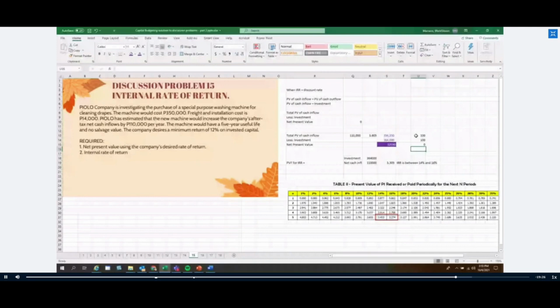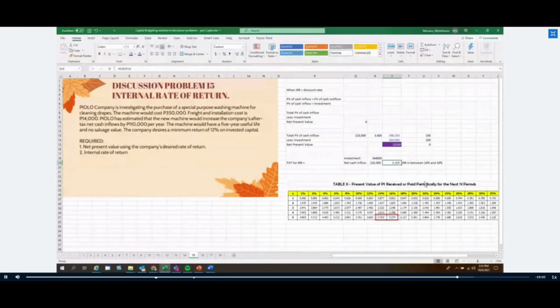Ngayon, paano natin mako-compute yung internal rate of return? Simply by dividing 364,000 or the investment divided by the net cash inflow of 110,000 or simply 3.309.